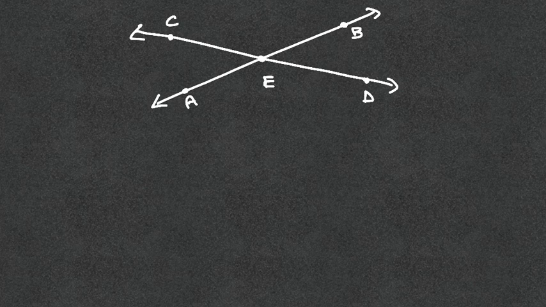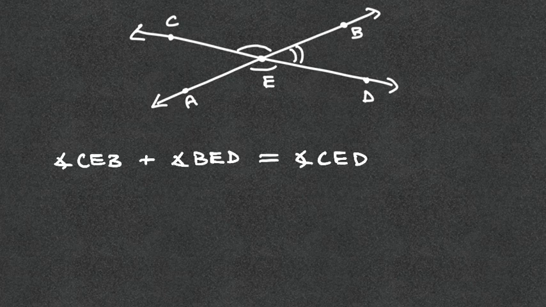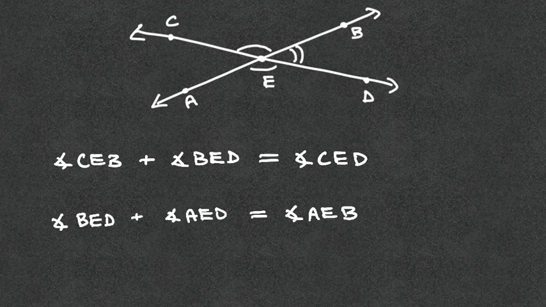So for our second pair of vertical angles, our angle CEB and our angle AED, we will do something very similar. We will just take two straight angles that happen to overlap at one of the angles that we're not interested in. And so we can use our angle BED. So our angle CEB plus our angle BED gives us our straight angle CED. And likewise, our angle BED plus our angle AED gives us our straight angle AEB.